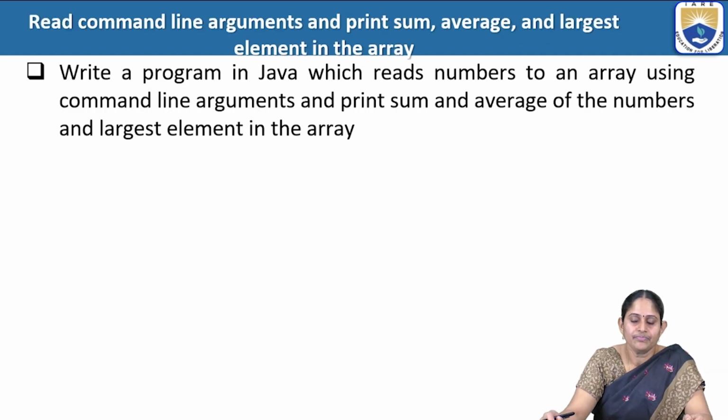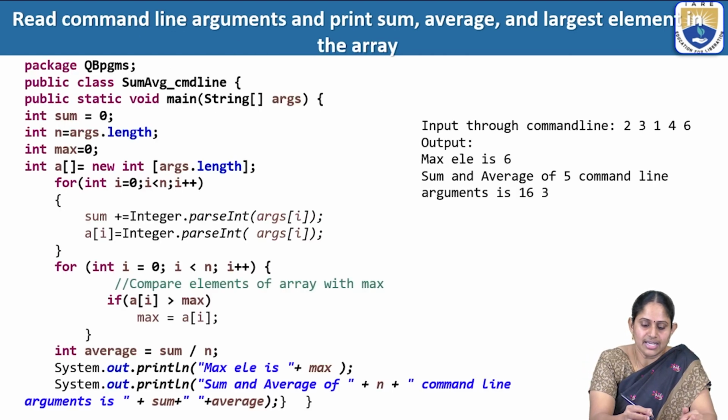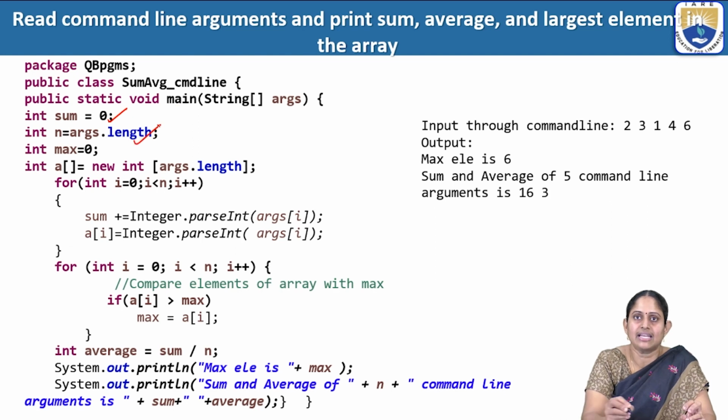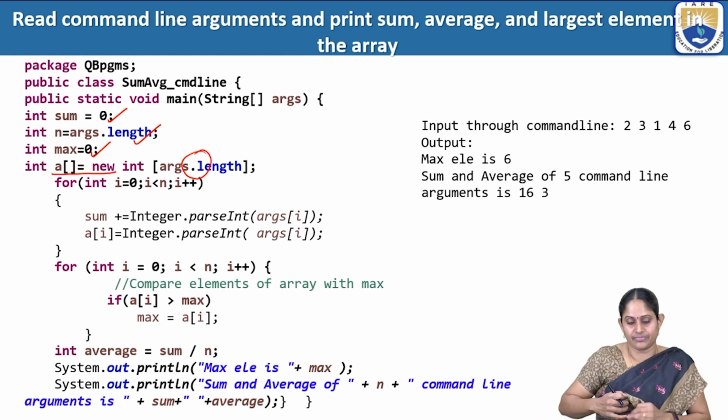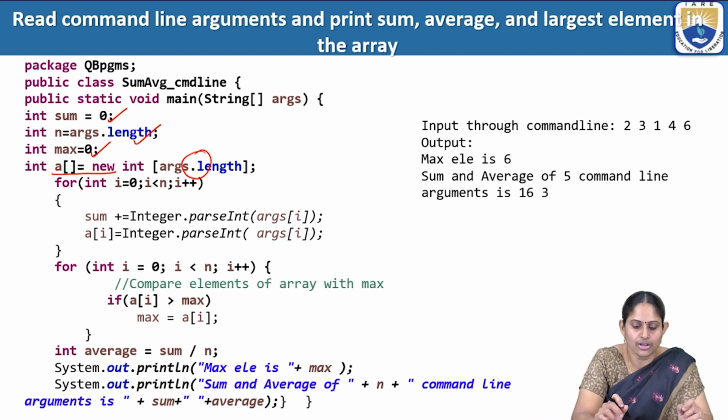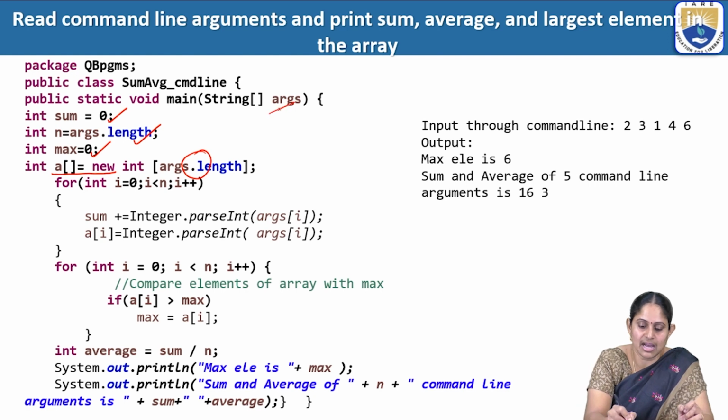Next question is to read numbers into an array using command line arguments and print the sum and average of the numbers and the largest element in the array. So here we have declared some variables: sum, then n, which will take the length of the args array, and we have the variable max. Now we are declaring an array a, which has the same length as that of the args array.